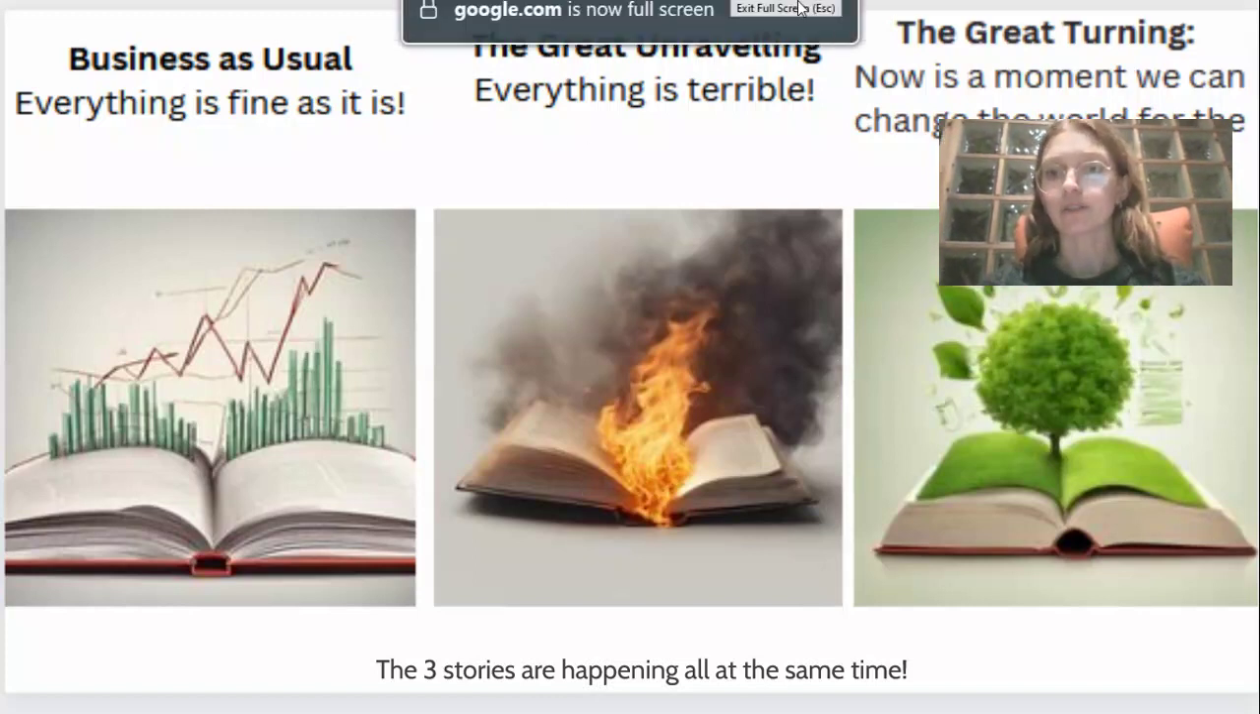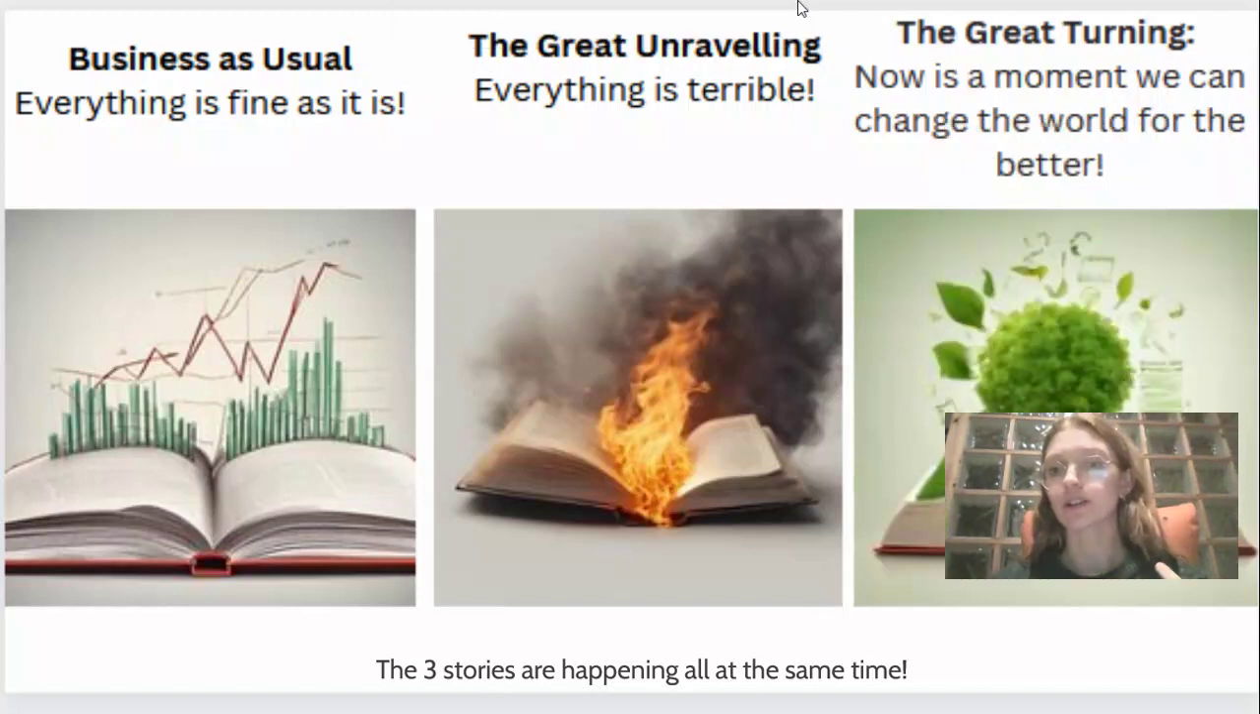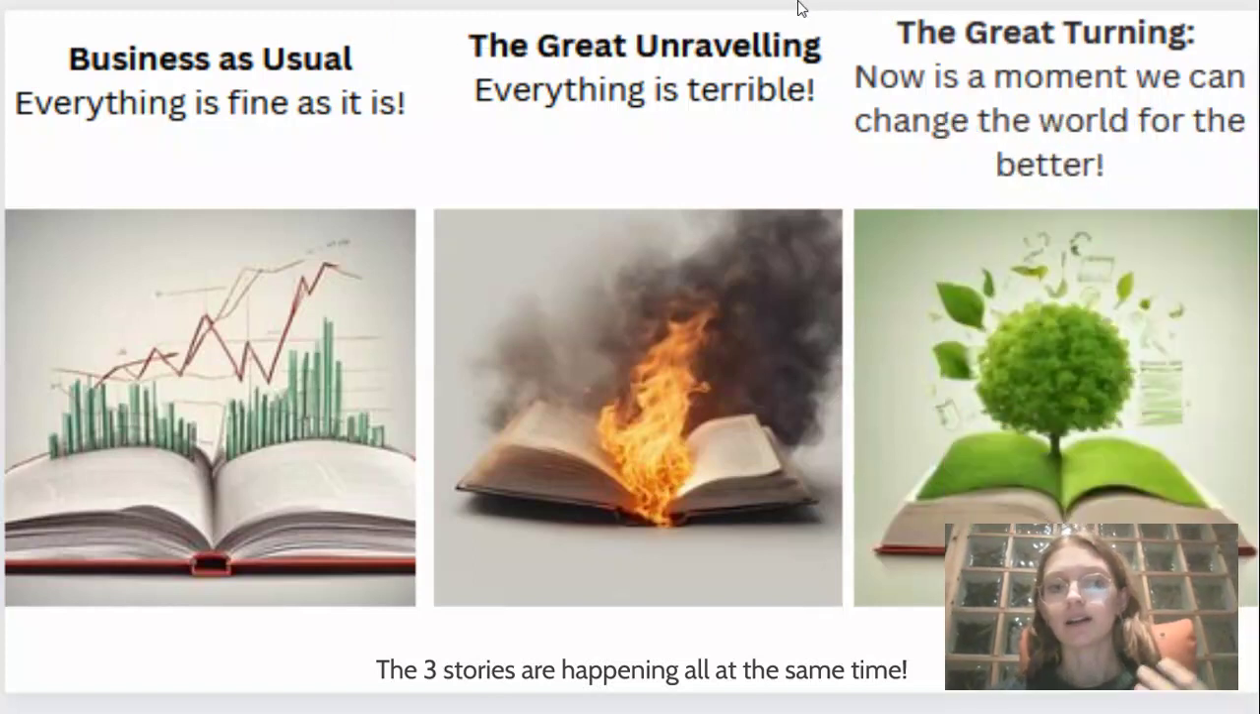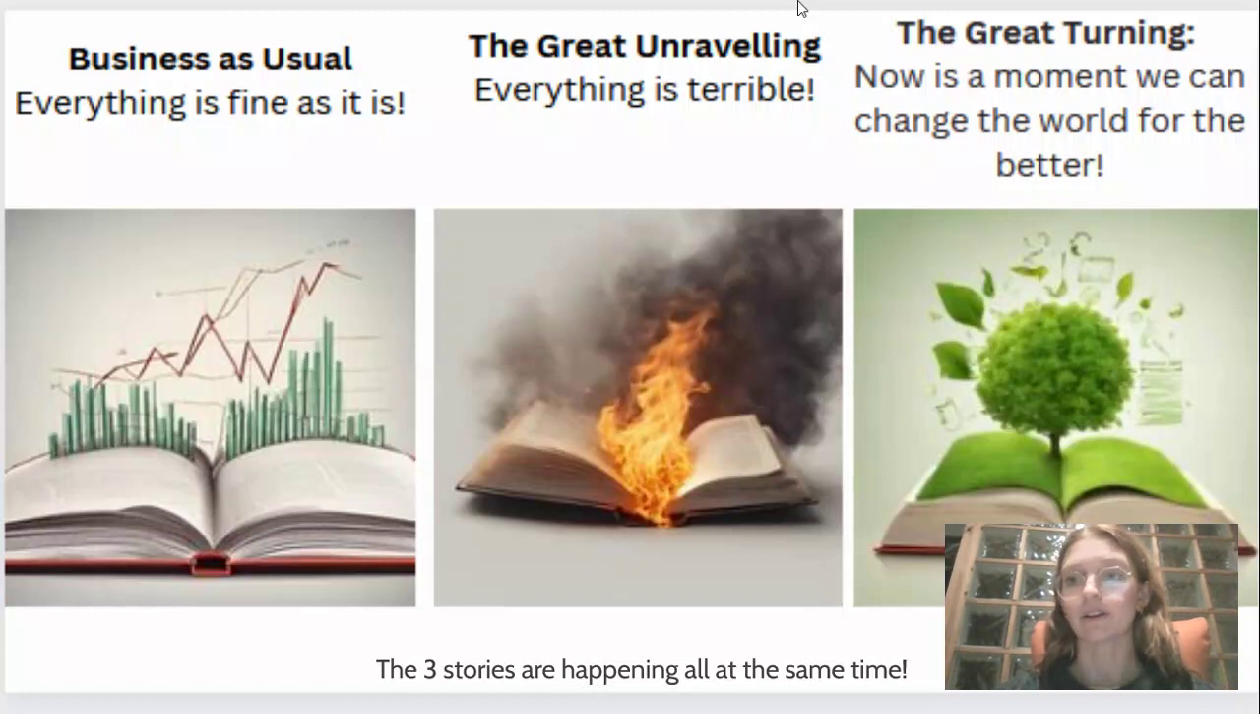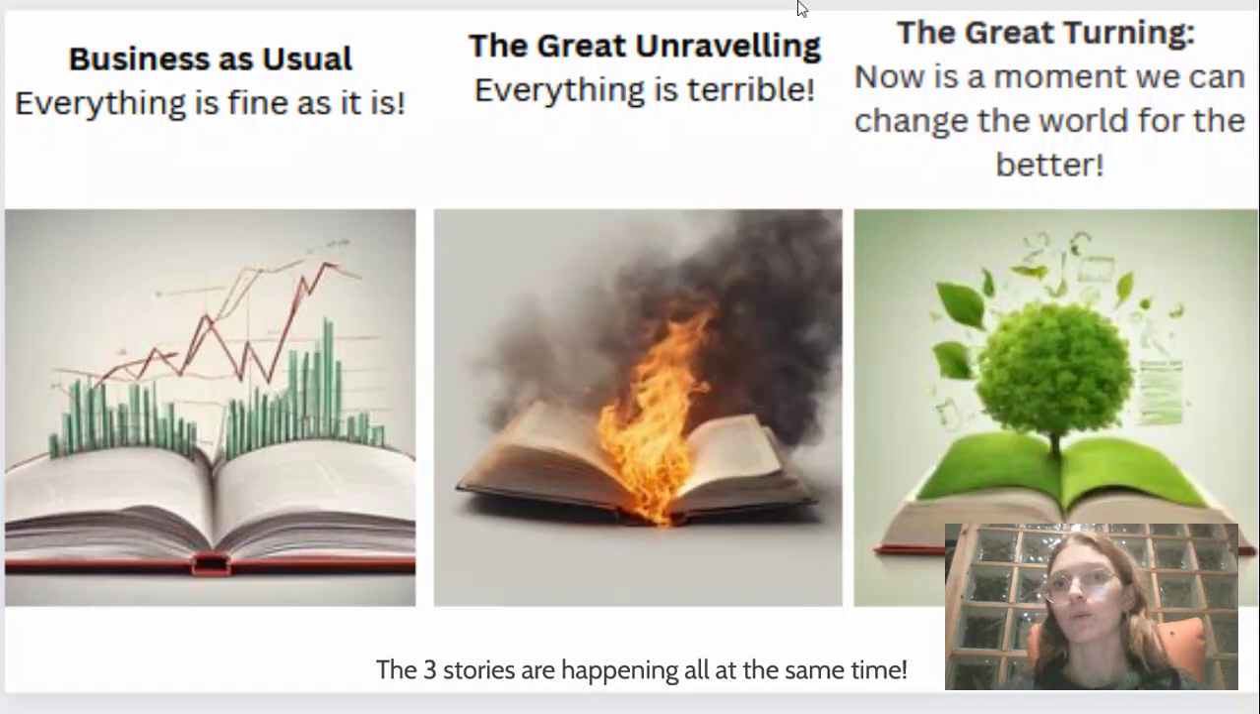And finally, we have the Great Turning, which is a way of looking at the world that basically says business as usual is the thing that's creating all these terrible things. But we can't just talk about the Great Unraveling and give up. It can't just be this is the end of the world and we have to give up. We have the opportunity, and now is a moment to change the world for the better. So creating alternative systems, creating alternative ways of working in the world, of living, is all involved in the Great Turning.